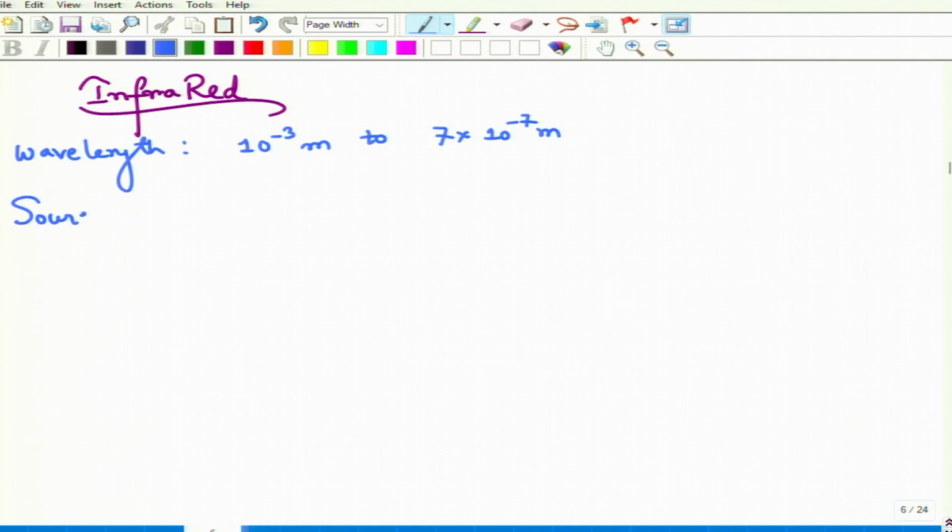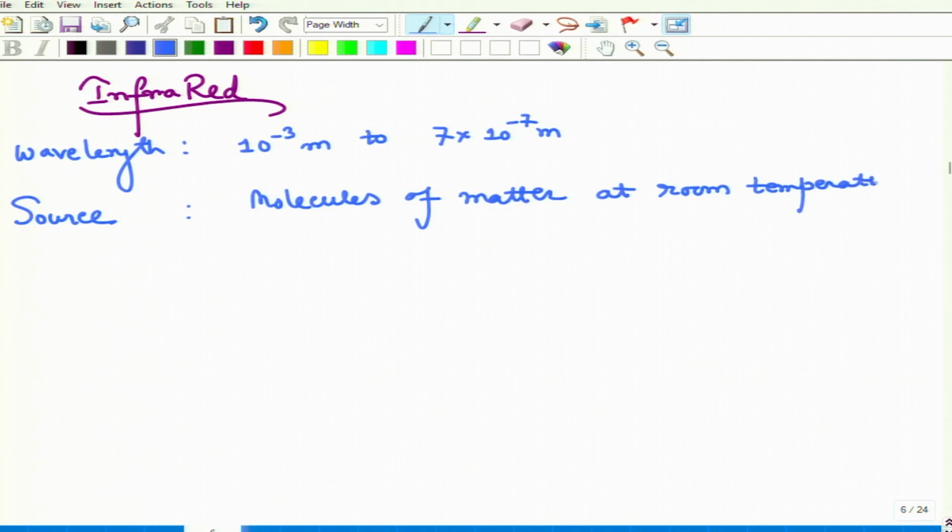Next is the source. What is the source? Molecules of matter at room temperature. It means that at room temperature, every material is constructed of lots of molecules, Avogadro number of molecules, we know that. So if we consider this pen, this is also built by an enormous number of molecules, right? So these molecules basically vibrate always.